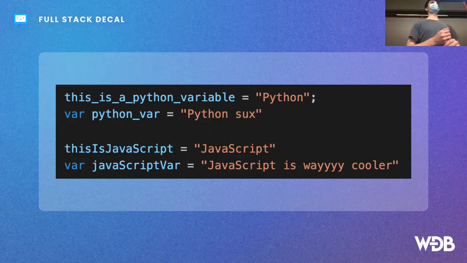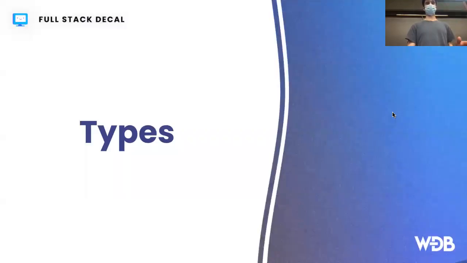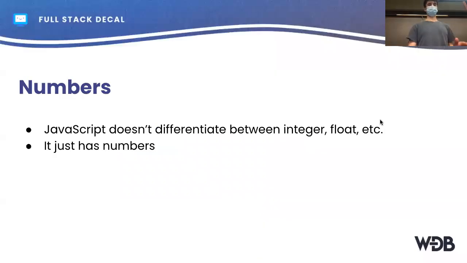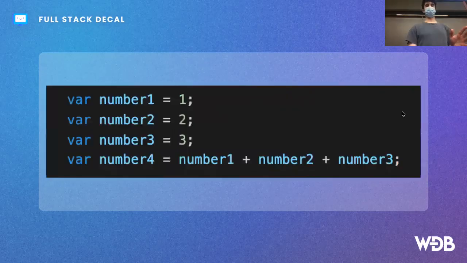Are there any questions on anything that I just covered thus far? Okay, no. Cool. Types. We have a few different types in JavaScript. We have numbers, and numbers just represent integers and floats. JavaScript doesn't differentiate between types of numbers. It just has one number type, which is very simple and easy for our convenience.